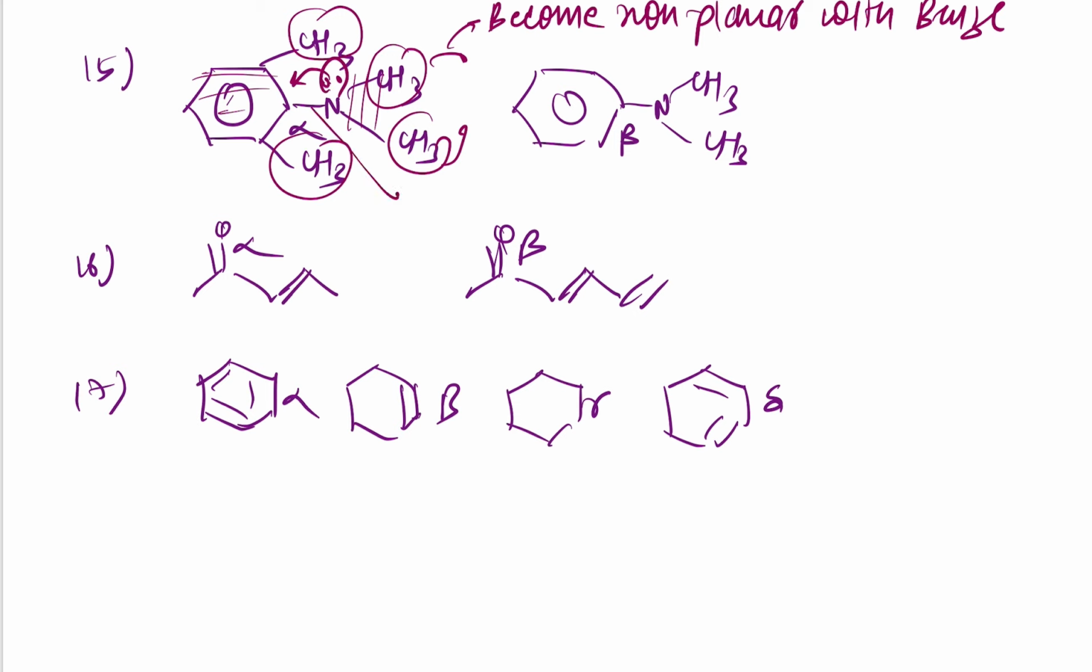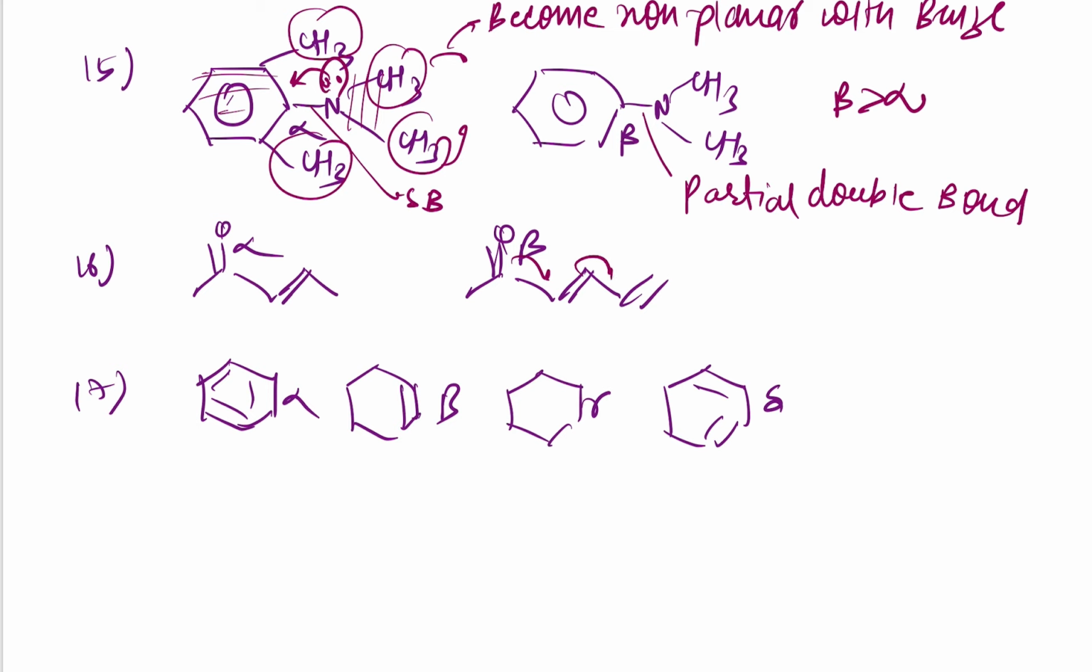So it has a single bond only, and it has a partial double bond. So now partial double bond and single bond totally. So beta will be greater than alpha. Here also the extent of resonance is more. Here the extent of resonance is less. So here we could say single bond is more, and here double bond character is more. So alpha will be greater than beta.